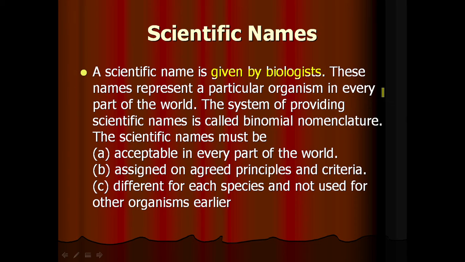The system of providing scientific names is called binomial nomenclature, and the scientific names must be acceptable in every part of the world. It must be assigned on agreed principles and criteria. Scientific name must be different for each species and not used for other organisms earlier.